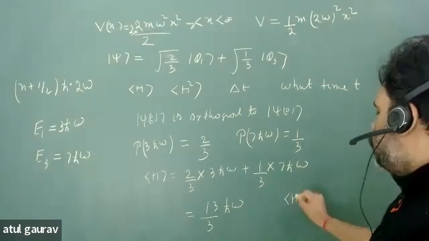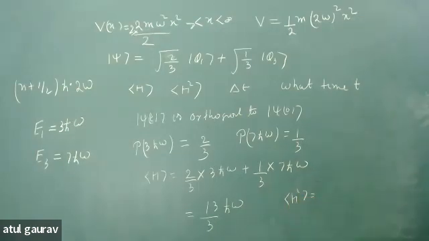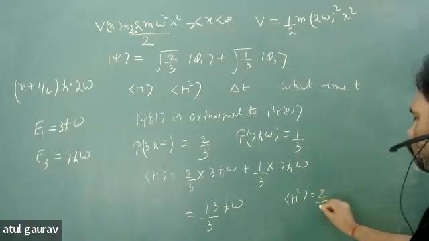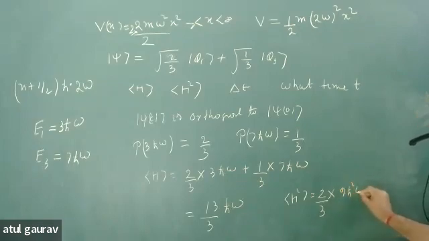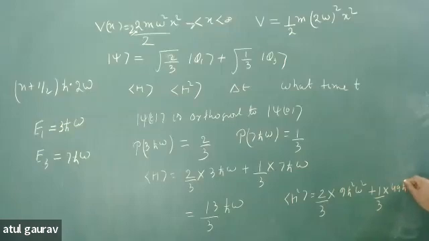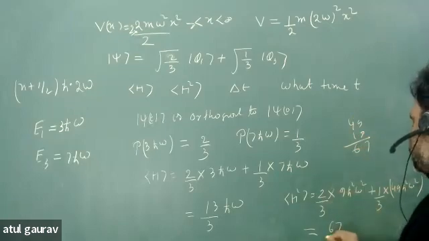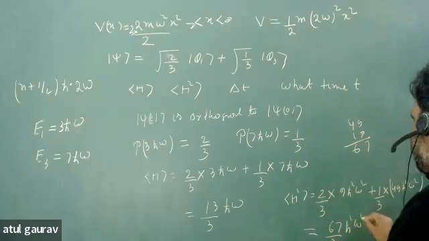What will be the average value of H square? 2 by 3 into 9 h cut square omega square plus 1 by 3 into 49 h cut square omega square. So what you will get? 49 plus 18, how much will it be? Just add it. 67. So you have 67 by 3 h cut square omega square.